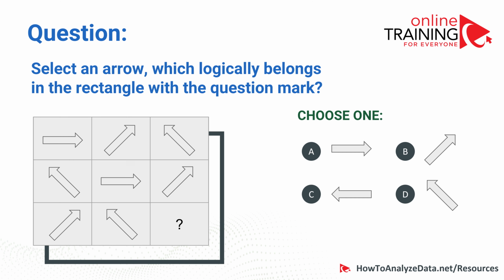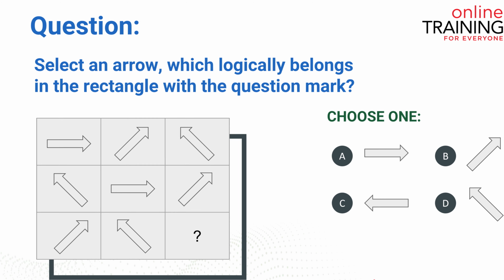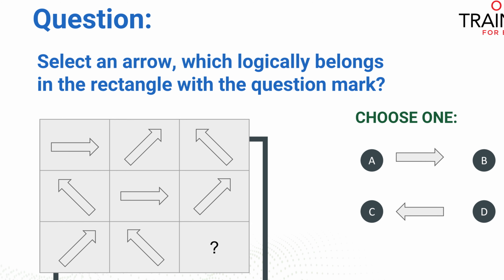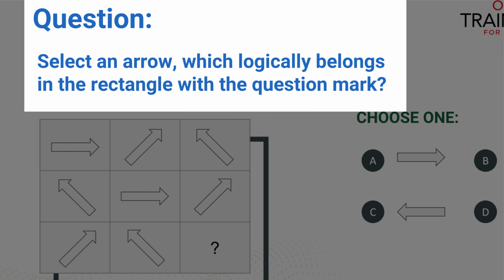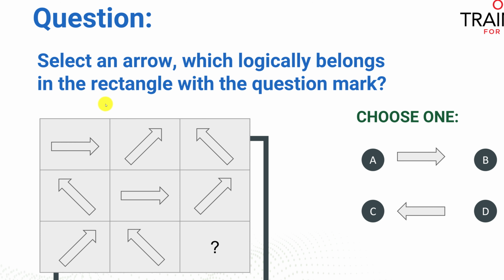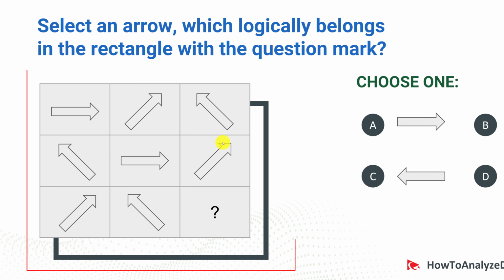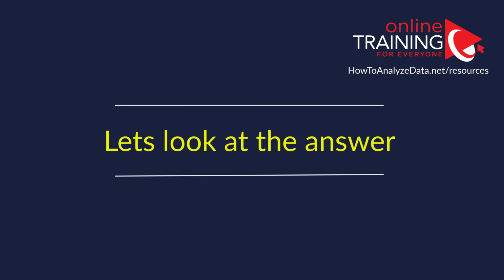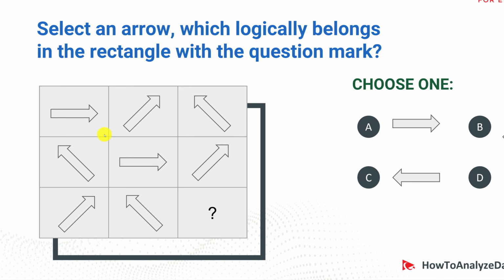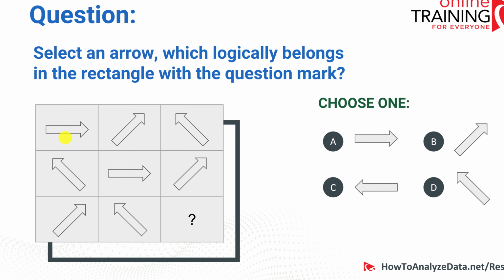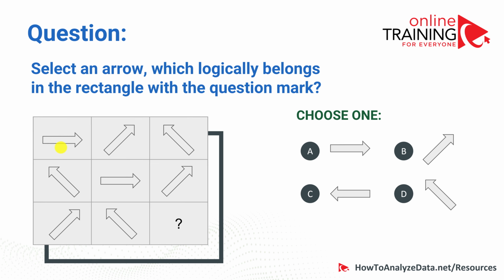Now let's look at the question, which tests your knowledge of working with shapes, patterns, and numbers. Select an arrow which logically belongs in the rectangle with the question mark. Here on the screen, you see a 3 by 3 box. Each row of the box and each column of the box has arrows. One arrow is missing. Which arrow do you think is missing? The key here is to identify the pattern. Each row and each column contains unique arrows.